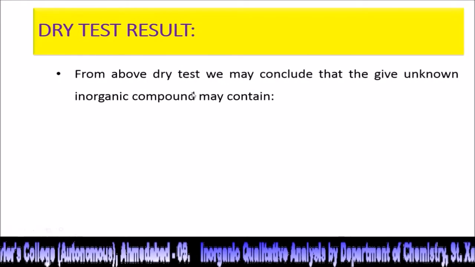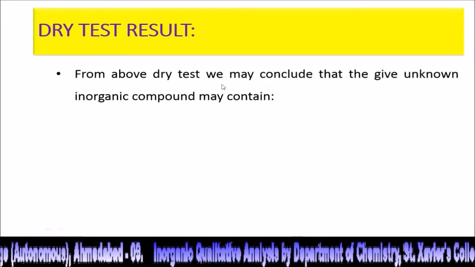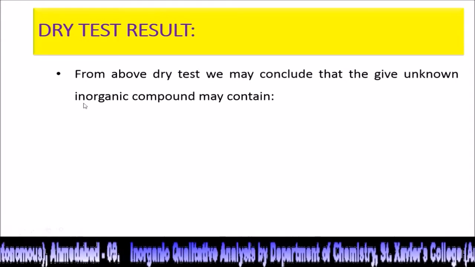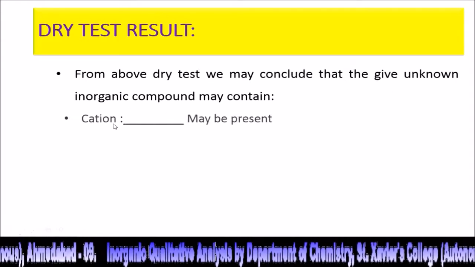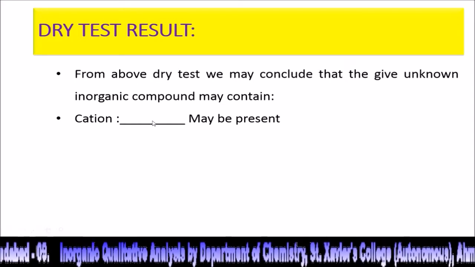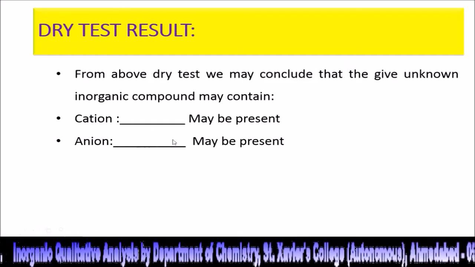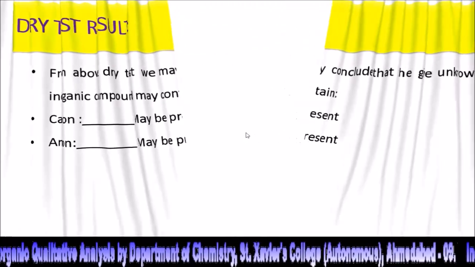After performing the dry test for cation and the dry test for anion, you need to give a dry test result, stating that from the above dry tests, we may conclude that the given unknown inorganic compound may contain a cation, say for example K plus, may be present, and an anion, say for example Br minus, may be present. So this is the dry test analysis of inorganic compound.